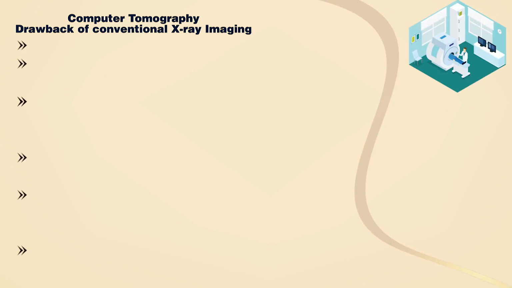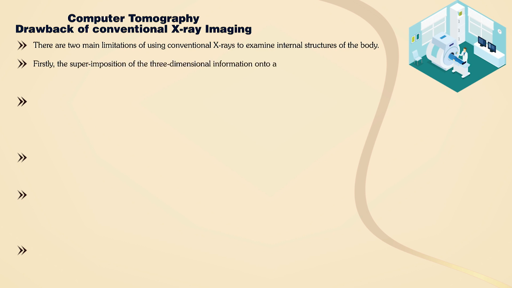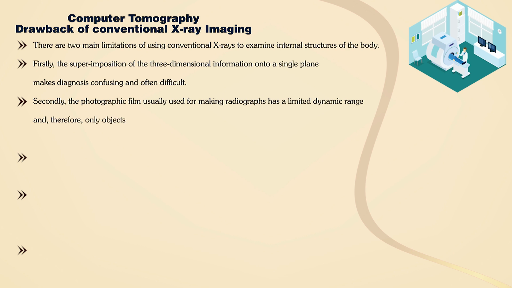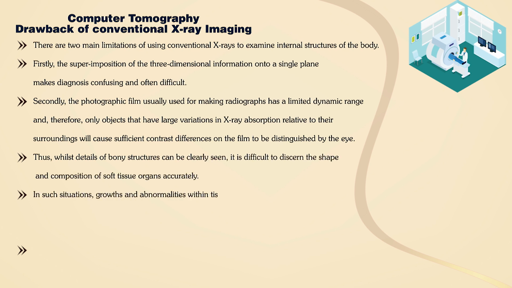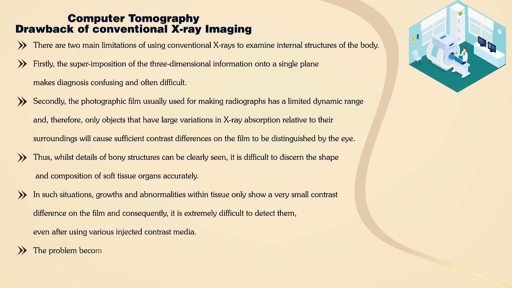Now, we are going to see the drawbacks of conventional X-ray imaging. There are two main limitations of using conventional X-rays to examine internal structures of the body. First, the superimposition of the three-dimensional information onto a single plane makes diagnosis confusing and often very difficult.